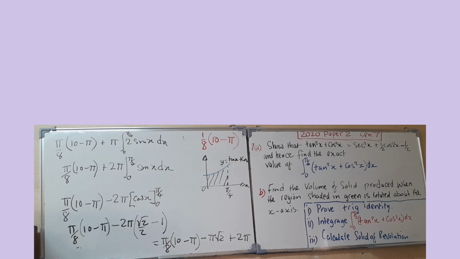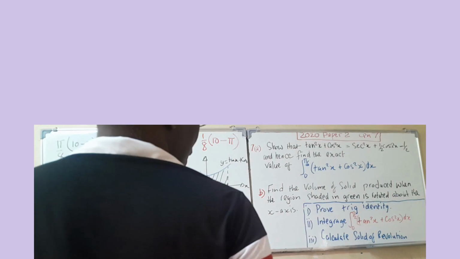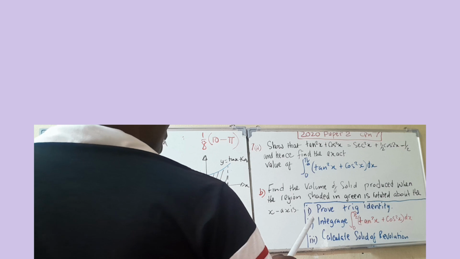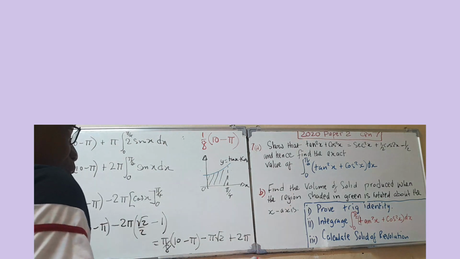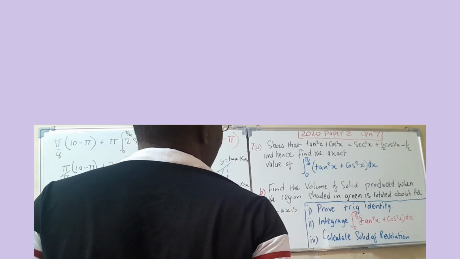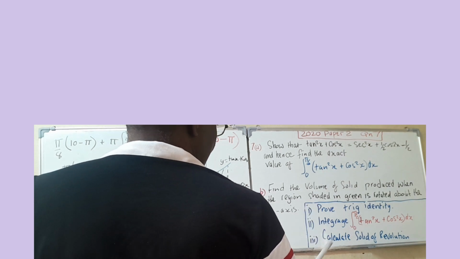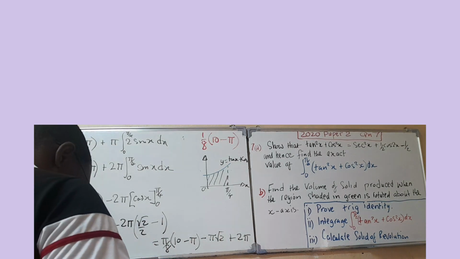The important thing, as you have seen here, the reason why we were putting all these things is to remind us of the issues that we need to deal with, the concepts that are running in the background, if you like. We have to prove the identity. Of course, you have to memorize some of the identities and your integrals here. And the last thing, of course, was to calculate the solid of revolution.